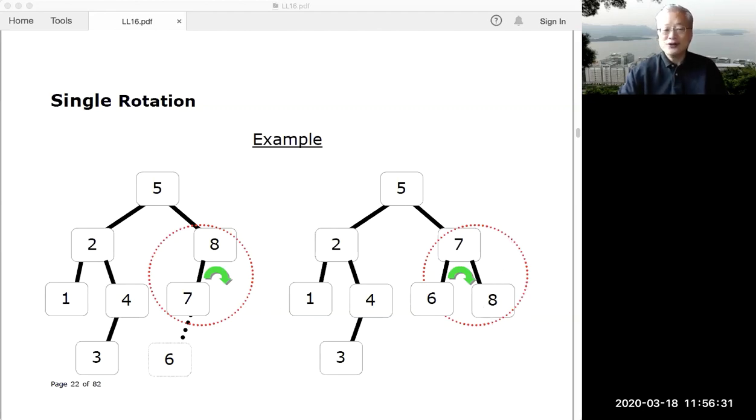Okay, so you see, this is how we do rotation. Okay, any questions so far? No, not yet. Okay, very good.